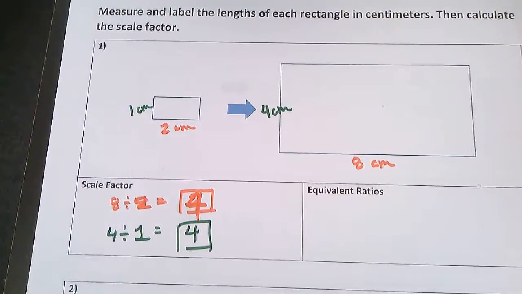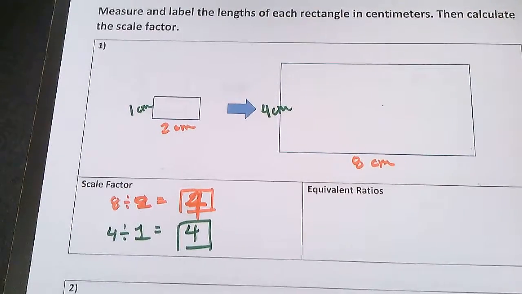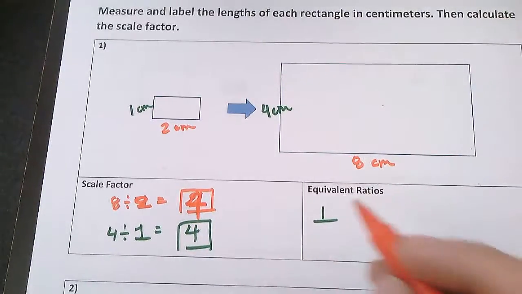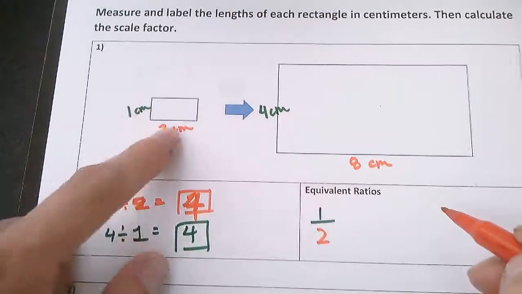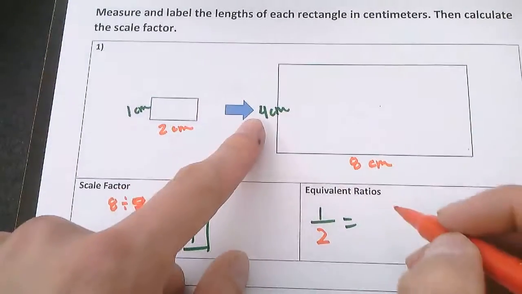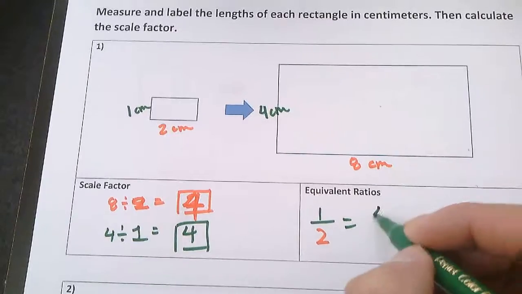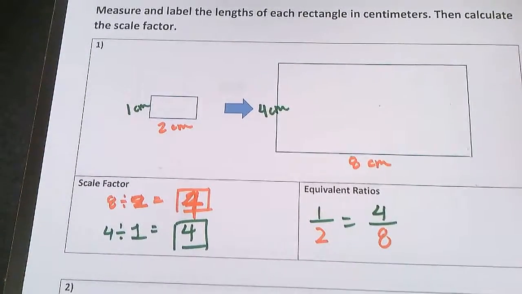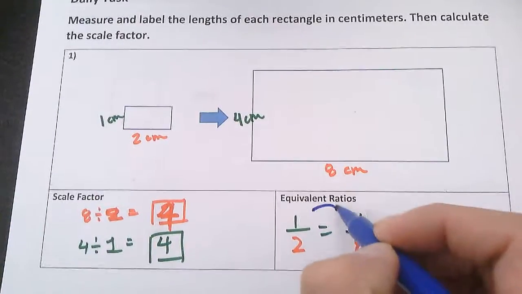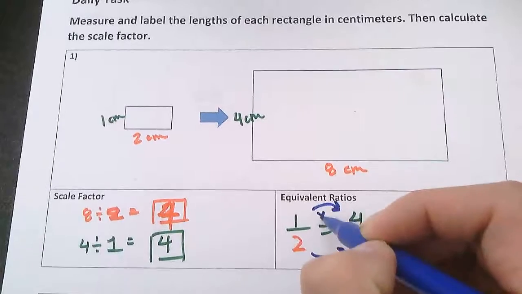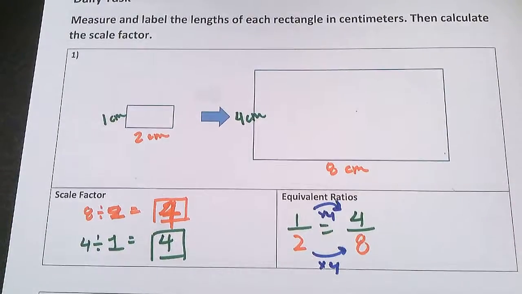And then once I know that 4 is my scale factor, I can set up my equivalent ratio of 1 to 2, which is the ratio of the sides of the smaller rectangle, is equal to 4 to 8. My scale factor is 4. 2 times 4 is 8. 1 times 4 is 4. All checks out.